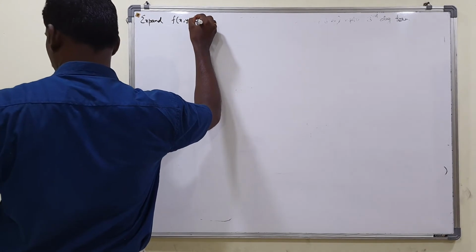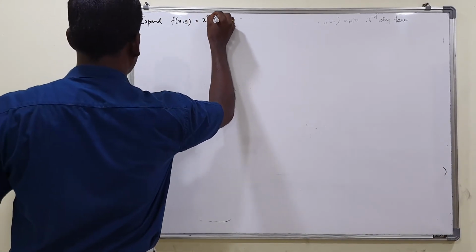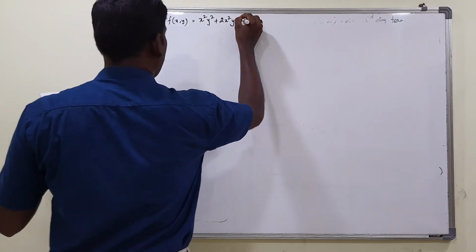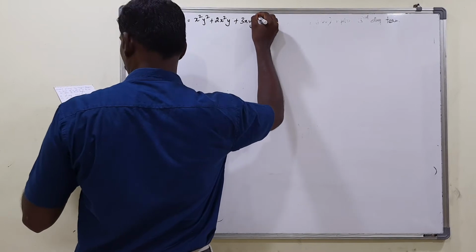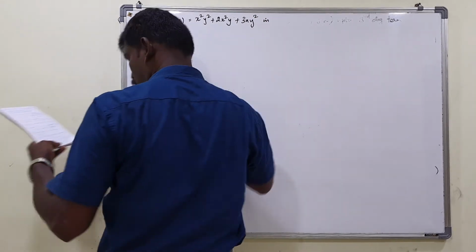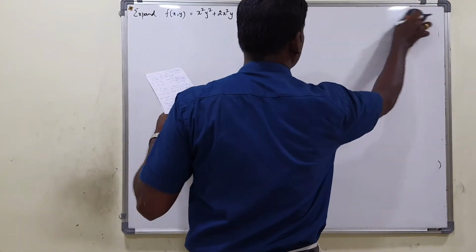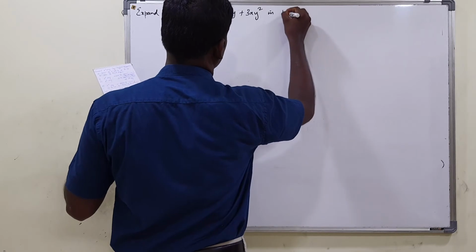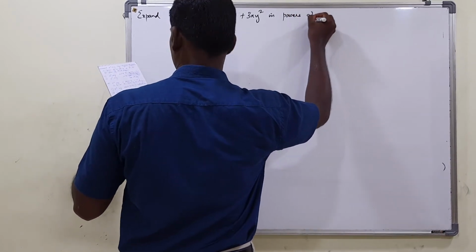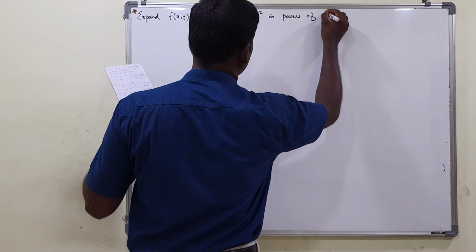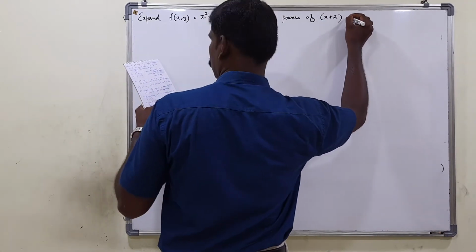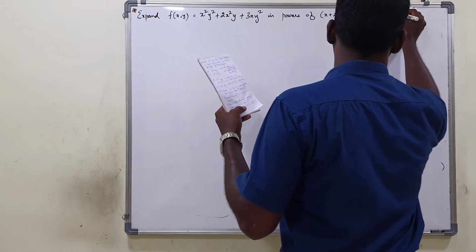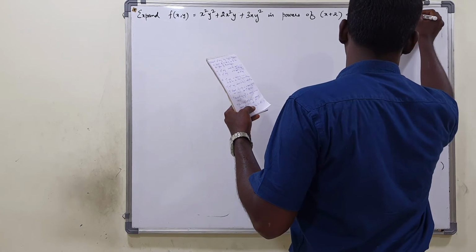Expand f of x comma y equal to x square y square plus 2x square y plus 3x y square in powers of x plus 2 and y minus 1 up to third degree term.